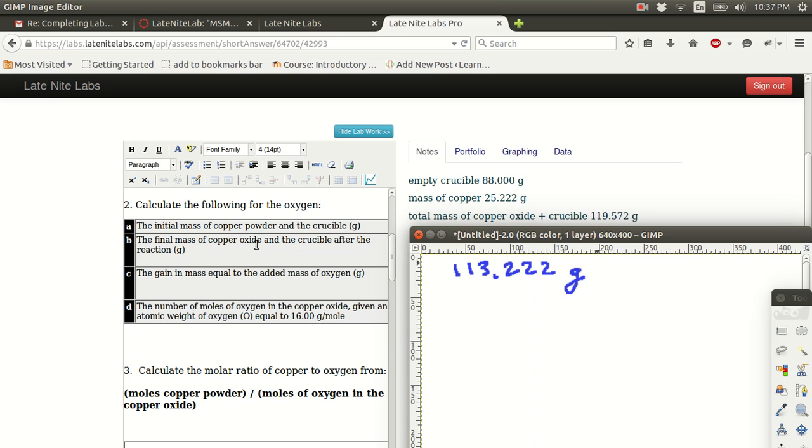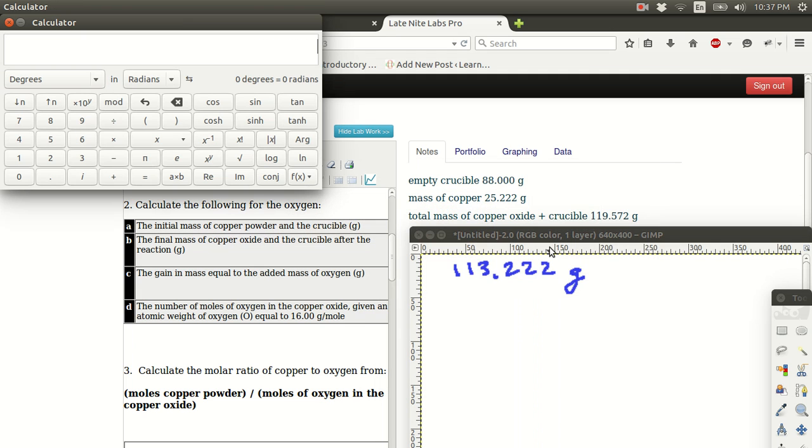The final mass of copper oxide and the crucible, that's the total mass of copper oxide and crucible, that's 119.572. So that goes in this blank. The gain in mass equal to the mass of oxygen. Now that's going to be this number, 119.572, minus this number, 113.222. That number minus this number will be the mass that the crucible gained during my heating process.